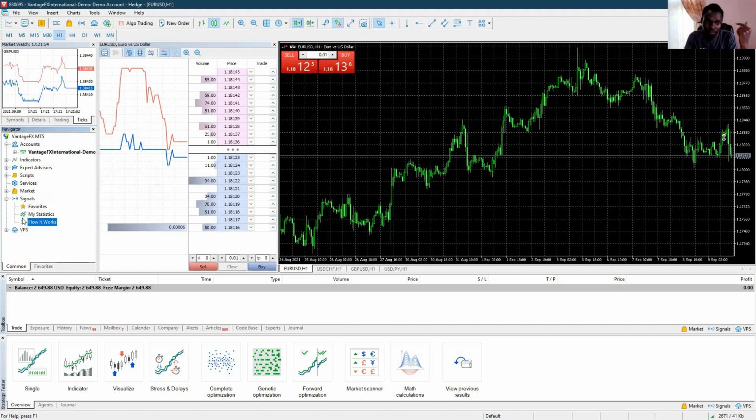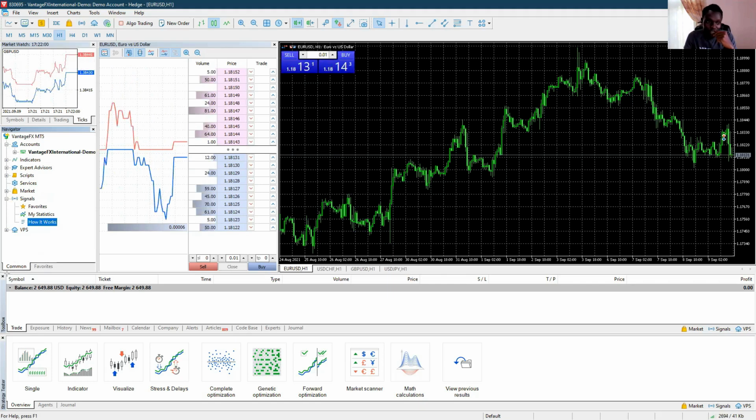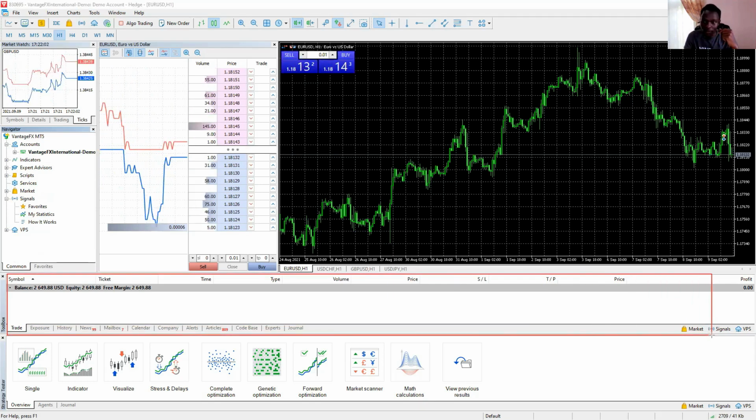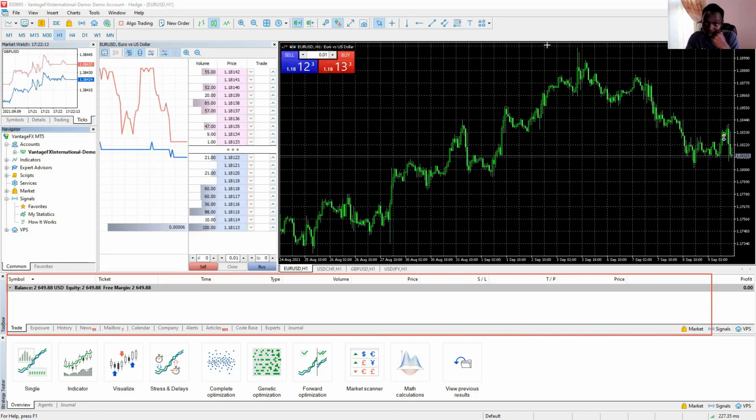So yeah, basically that's it. Down here you have your toolbox, with the same details you have on your mobile terminal. You have your balance, the equity, and your free margin. We've explained most of these terms actually.